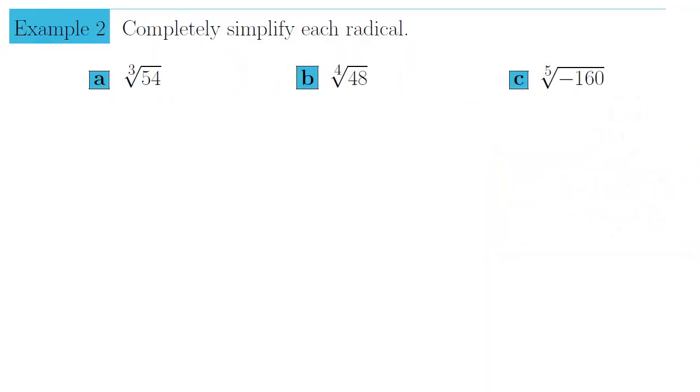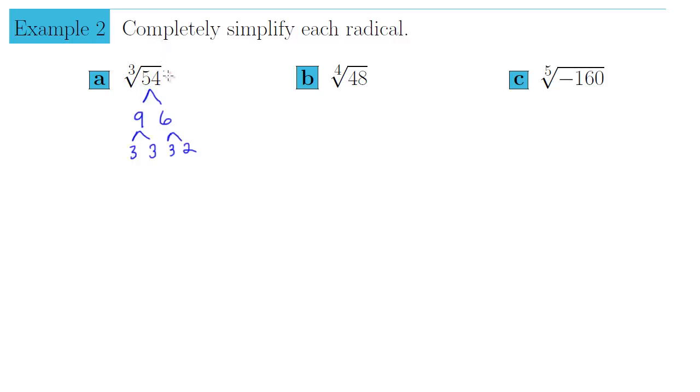All right, on to example 2. The instructions here say completely simplify each radical. So we're doing the same thing, but now we have different types of radicals to deal with. We have a cube root, a fourth root, and a fifth root. So let's just start with part A and follow our steps. The first step when you're simplifying any type of radical is to factor the number inside the radical.